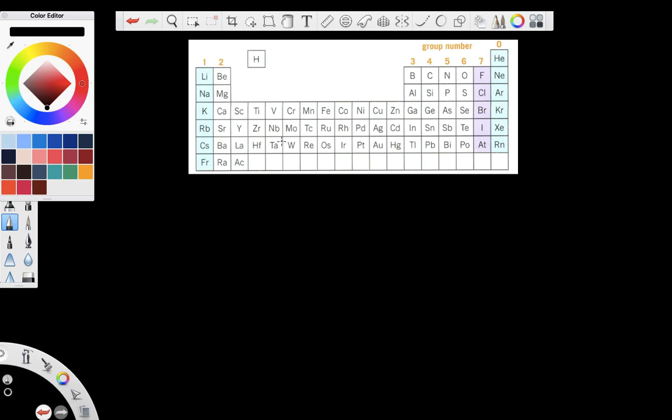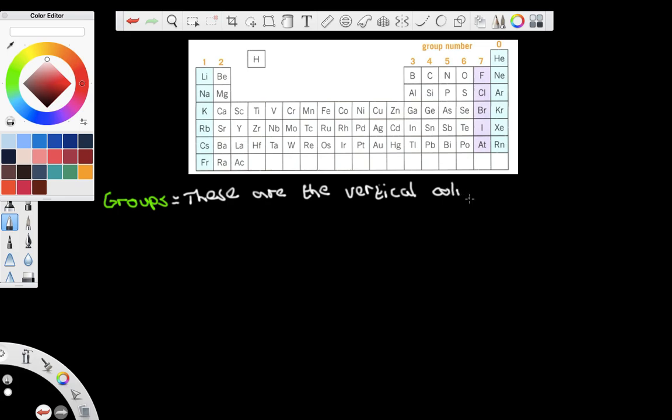Now, groups of the periodic table are the vertical columns. So we can put groups as our next keyword. Groups. And we can say that these are the vertical columns of the periodic table.